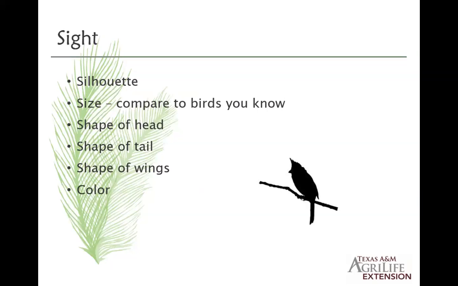Sight. It is important to know your silhouettes and then to compare them to birds you already know. So we know the bird on the right is a cardinal. You can look at the shape of its head, the bill, the eyes, the shape of the tail, the shape of the wings, and the color of the bird. Lots of people are familiar with a cardinal, so it is a good bird to start with.